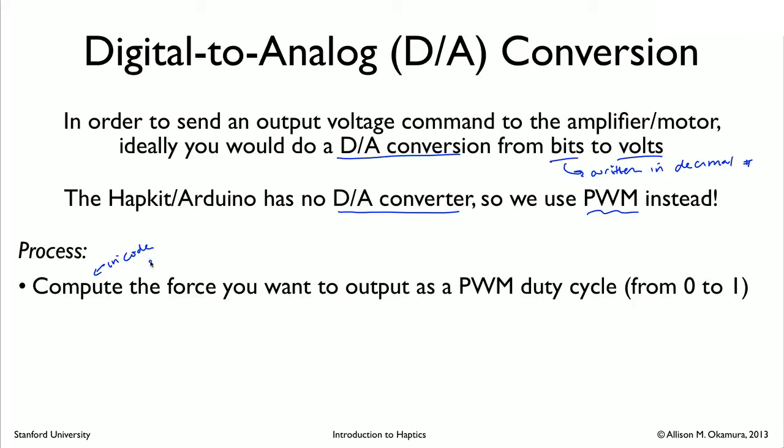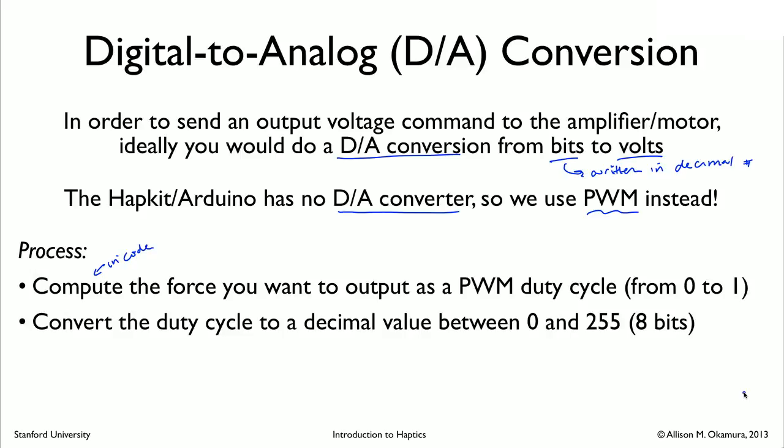You're going to figure out what is the force you want to compute, what is the force you want to output as a PWM duty cycle. And we'll review those terms in just a minute. But this is code that you're going to write. If you, say, have a haptic virtual environment and you want the motor to put out a certain number of newtons, or have the user feel a certain number of newtons as they hold on to the handle of the hapkit, you're going to need to use the information that you have about the kinematics of the device in order to figure out what output you want to command.